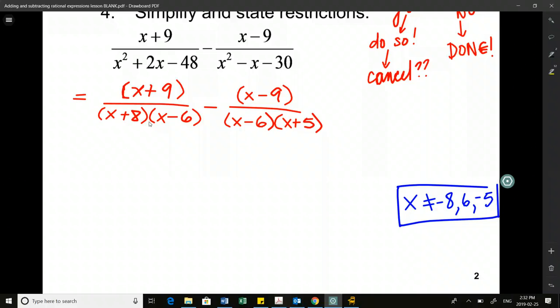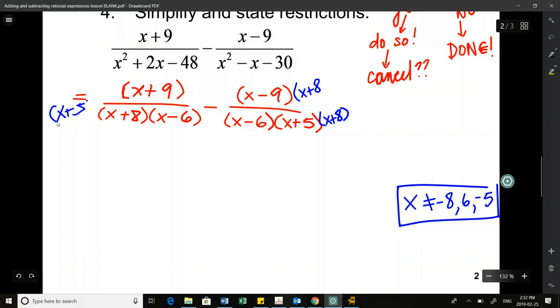Claire? Next, you have to bring up the x plus 8 and the x plus 5. Yep, so each side needs the bracket that the other side does not have. So this side needs the x plus 8. And this side needs the x plus 5. Good. So we're finding a common denominator, and we're going to merge these into one fraction.